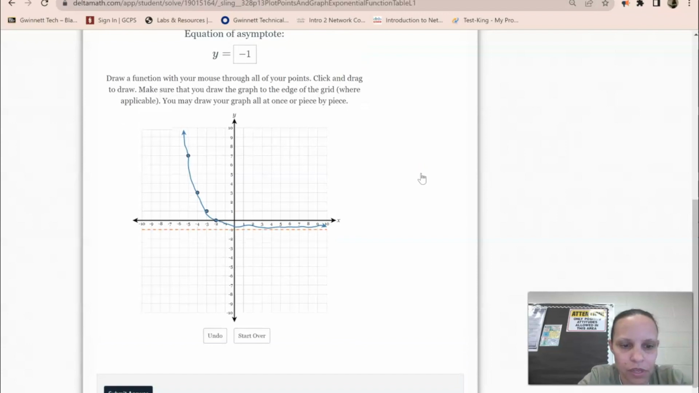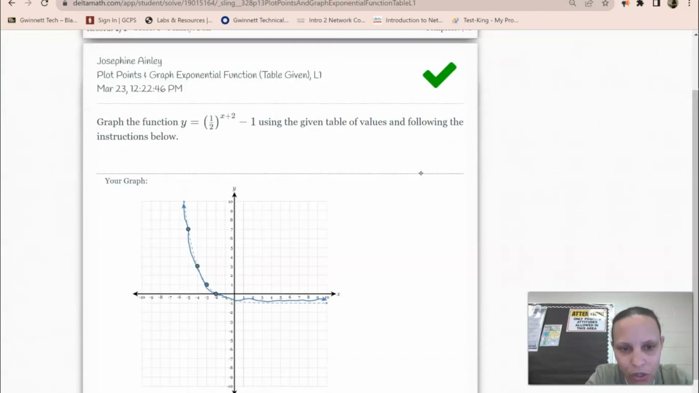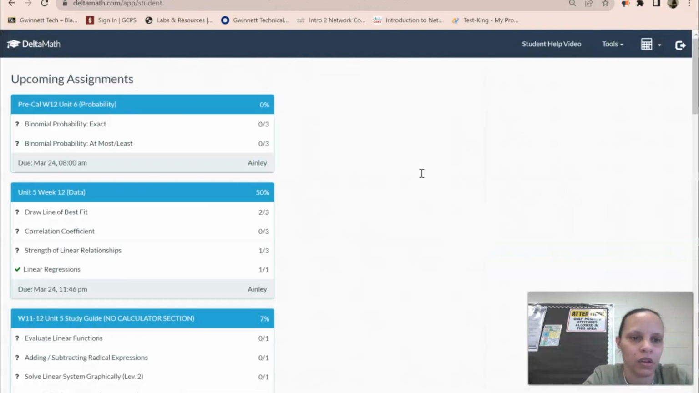Let's see if it'll let me get away with that. It did. So it's very forgiving. Just the biggest point is just make sure you hit all your points. I'm all over the place, but it's fine. Just hit all your points, and then over here, gradually come to the isotope, and you'll be okay.